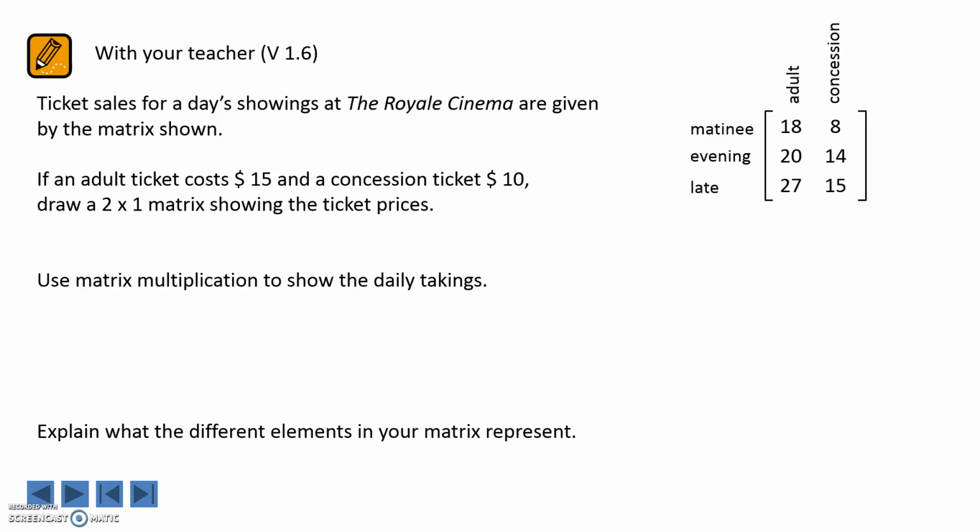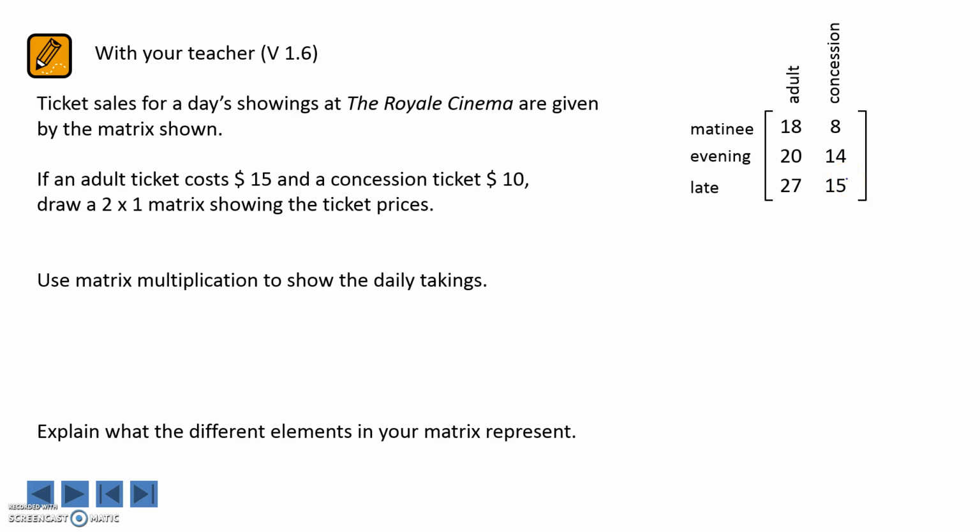We're going to look at some examples that are worded problems. So let's have a look at this one. We've got some ticket sales for a day showing at the Royal Cinema, given by the matrix shown. So we've got our rows with the matinee, so the afternoon performance, evening, and the late performance, and then how much it costs for adults at each of these sessions, and then the concession if you're a student or child.